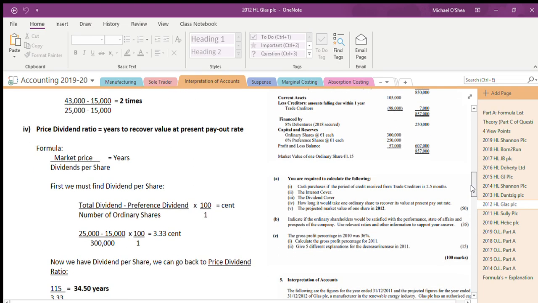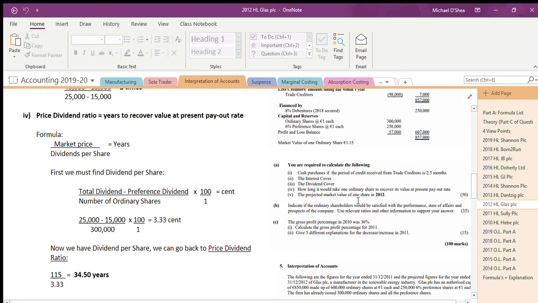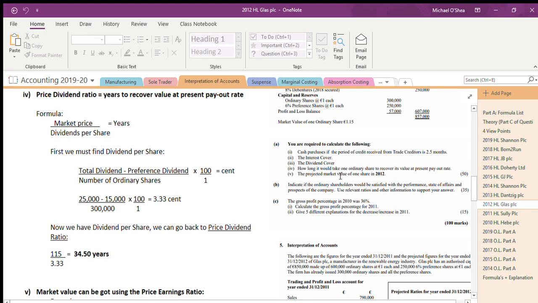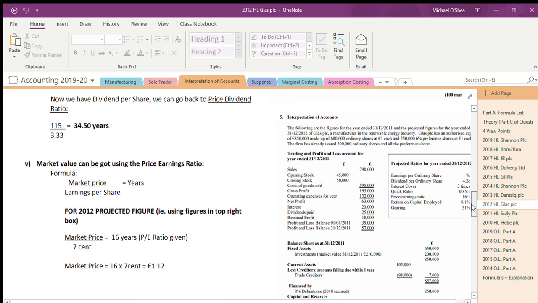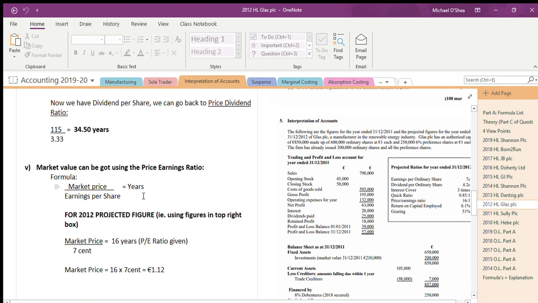But the last one is the projected market value of one share in 2012, which is to do with next year. So the projections for next year. And why I'm discussing this is because the projected market value is actually one thing that confuses people. It's not a formula. We've seen this before, but there is a way of calculating it, and it's using the P/E ratio. So if I'm to try to get the market value per share, which is this guy here, so in 2011 it was €1.15, 115 cents. If I'm to get the projections for next year, I am going to use the P/E ratio, because this is what the P/E ratio is.